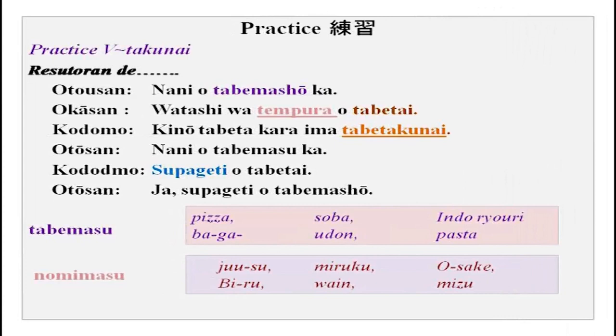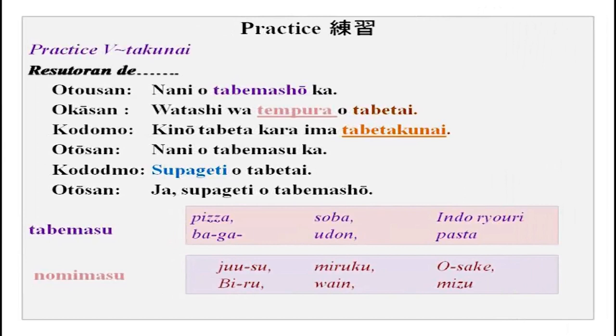Over here, tempura is a new word. Tempura is a Japanese dish, a very popular dish in Japan, and generally foreigners love this dish very much. So, well, nani o tabemashou ka? What shall we have? Watashi wa tempura o tabetai. I want to have tempura, is what the mother says. Kino tabeta kara ima tabetakunai. So the child is saying, I had it yesterday, so I don't want to have it now. Nani o tabemasu ka? Spaghetti o tabetai. Ja, spaghetti o tabemashou. So let us all have spaghetti.